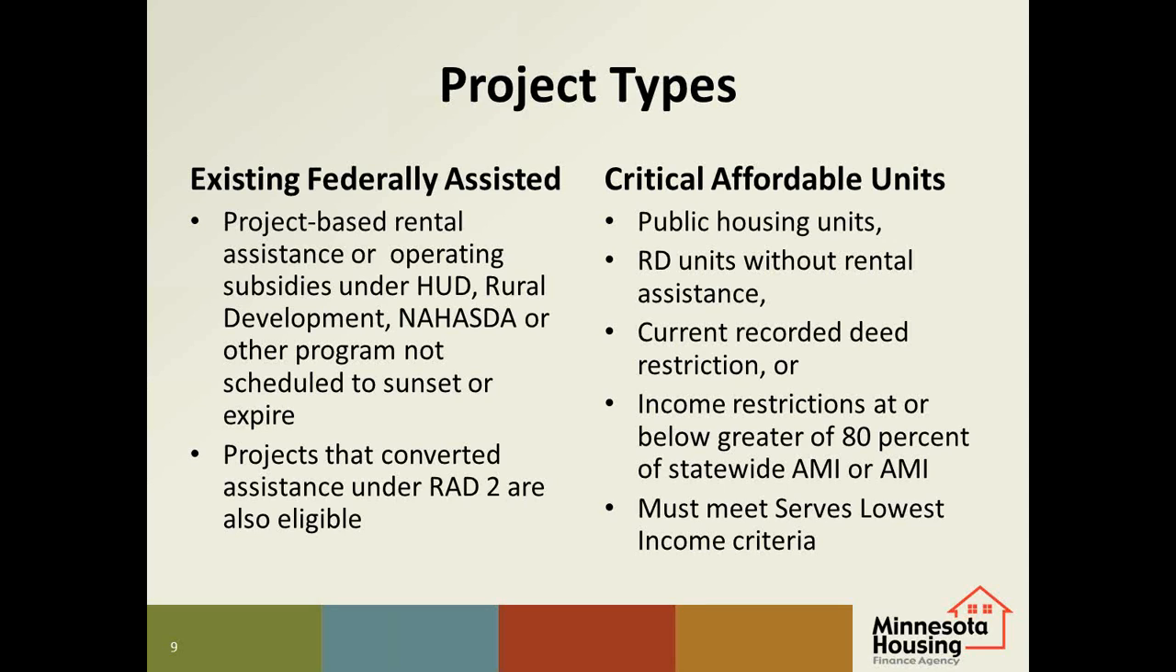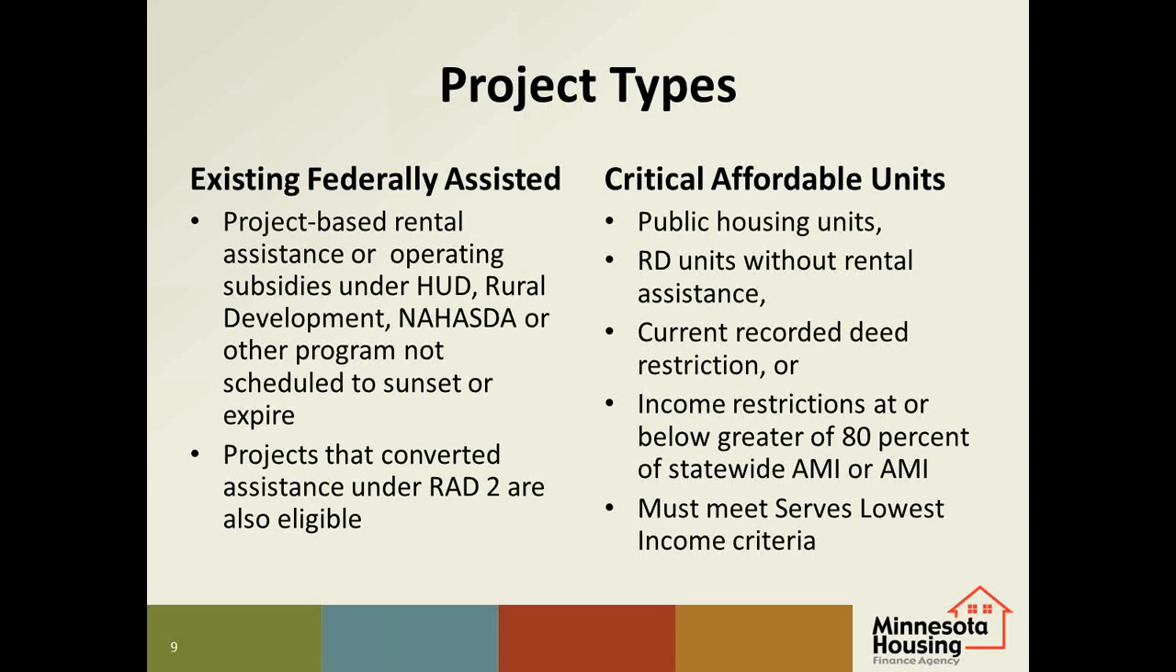For existing federally assisted units, points are awarded based upon the number of assisted units and the percentage of units that are federally assisted. New this year, projects located within economic integration census tracts will receive a greater number of points for their percentage of assisted units.